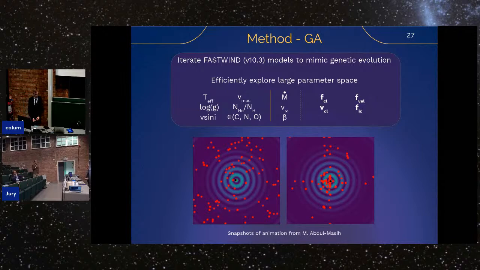So we know that good indicators for this microturbulence are the iron lines in the UV. But of course, with the current version of FASTWIND, it's not possible to fit those lines. So maybe one question could be how that parameter impacts your results. Can you say a few words about that?